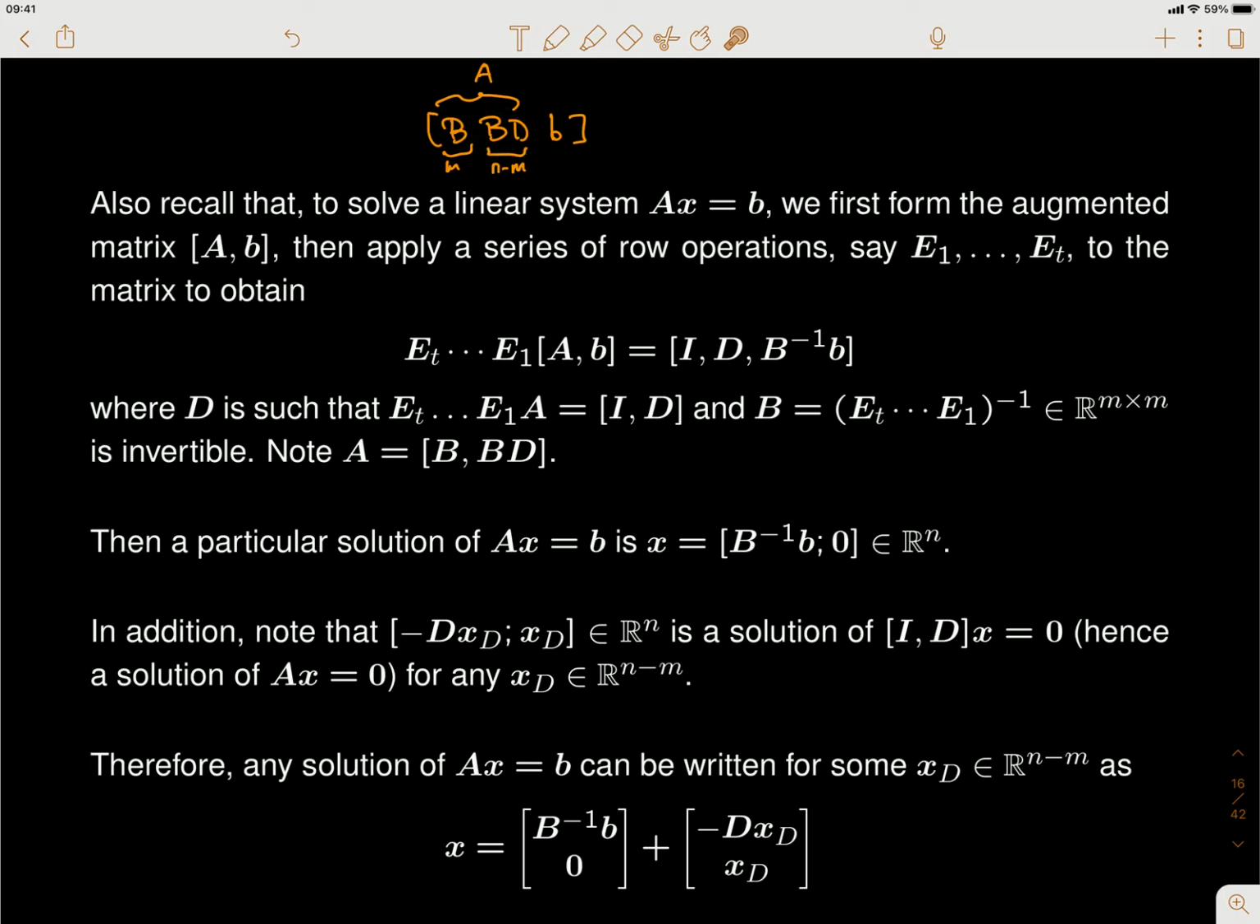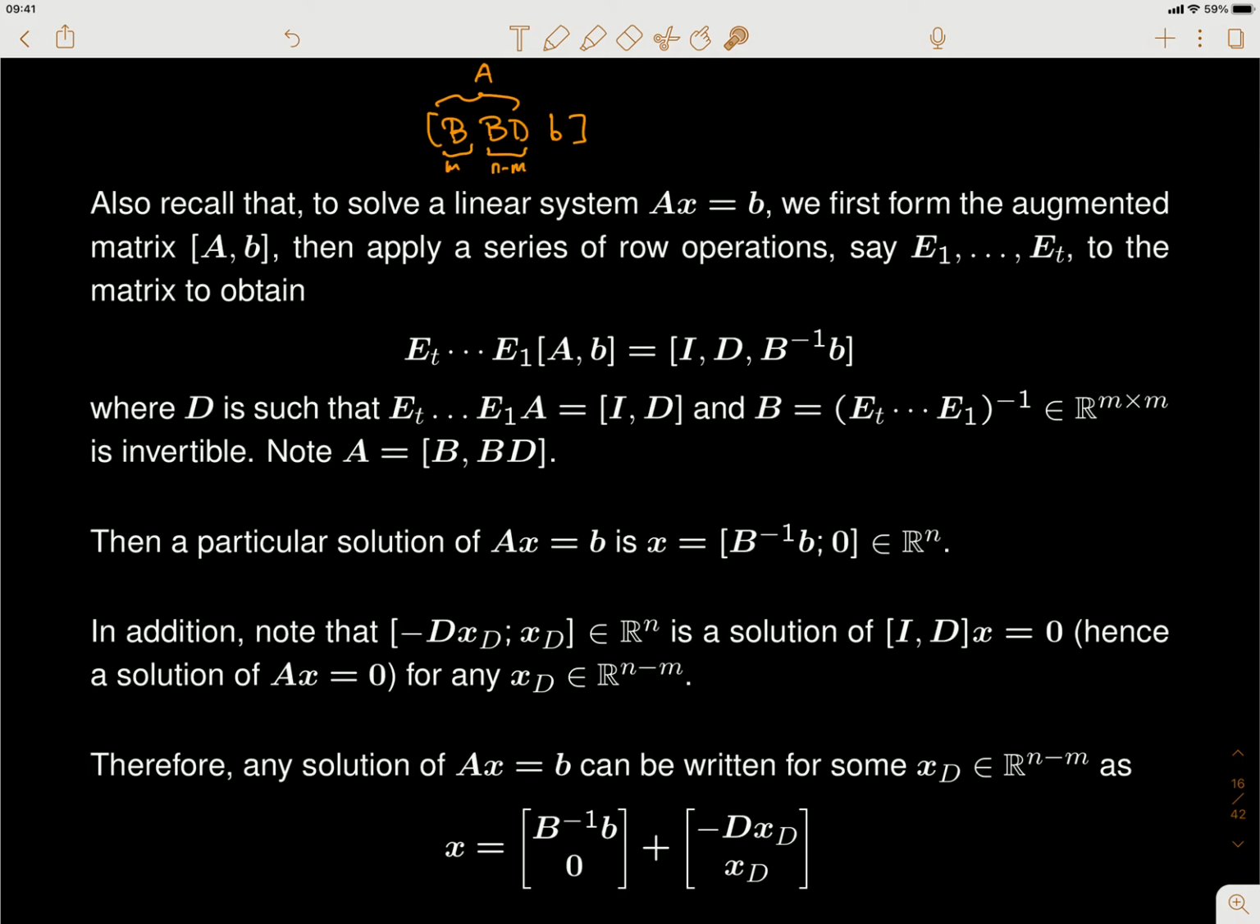Okay, so D is essentially just the coefficients we need to use to represent the last n minus m columns of A using the first m columns of A. Okay, so that is the matrix A. So we introduce the B and D here just to make things more clear.